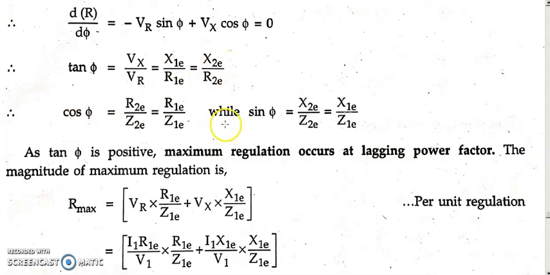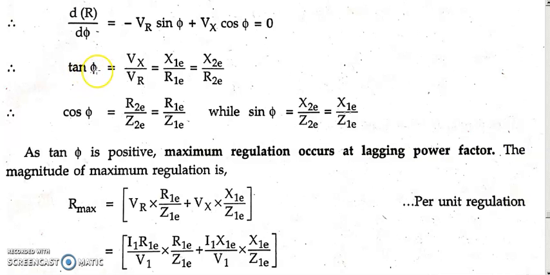So coming to this cos phi as well as sin phi, how did these formulas come? If you divide sin phi by cos phi, you can take either x2e and R2e with z2e as one set, as well as x1e and R1e with z1e as another set. If you divide, what happens? z2e gets cancelled, and what remains is x2e by R2e, and sin phi by cos phi is tan phi. Okay, so this is how they have written this.